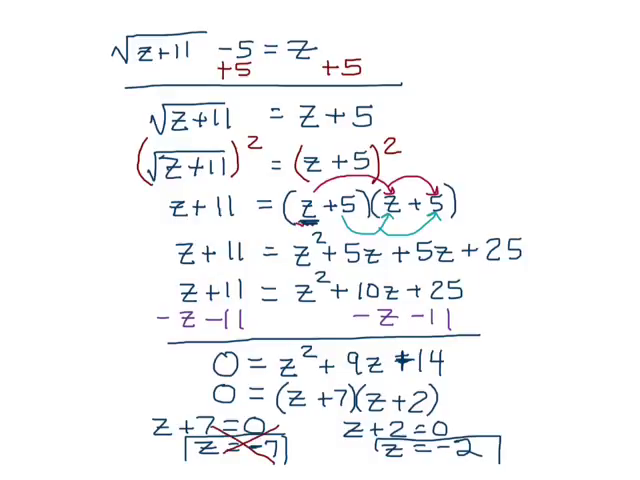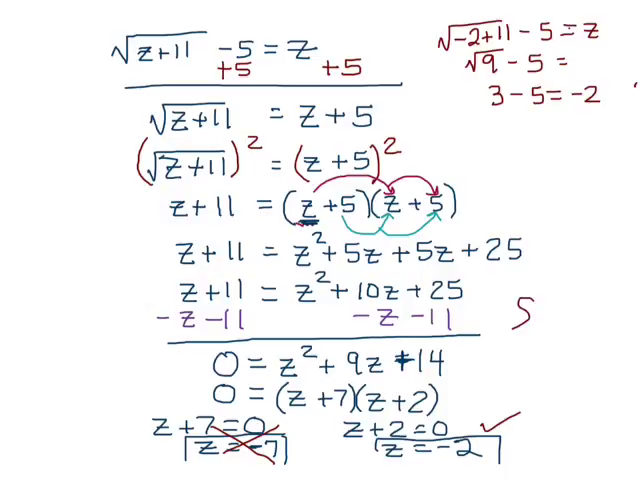Now, when we go back and check the value of -2, and we plug -2 into our original equation, we will have square root of 9 minus 5. Square root of 9 would be 3, and 3 minus 5 is -2. So since that value works, our final answer is -2.